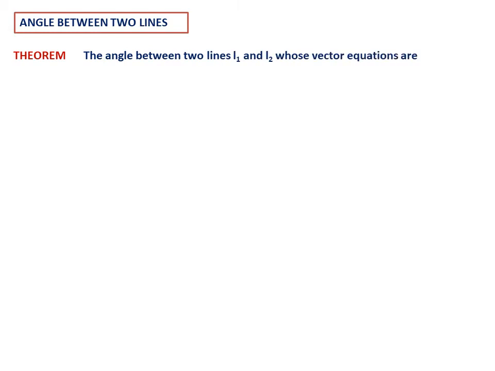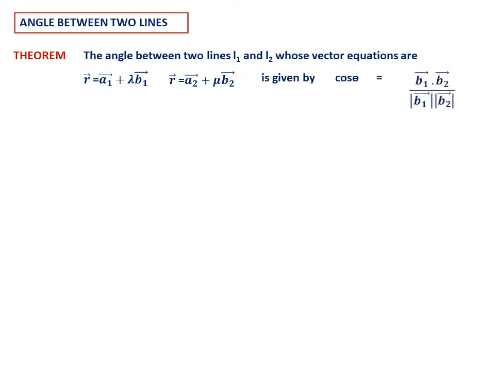The statement is this: the angle between 2 lines L1 and L2 whose vector equations are r equal to a1 plus lambda b1 and r equal to a2 plus lambda b2. Of course, here r means vector r, a1 means vector a1, b1 means vector b1. So this is the understanding. Then the angle is given by cos theta equal to b1 dot b2 divided by magnitude b1 into magnitude b2. Of course, you can also add mod. About that, let me explain later.